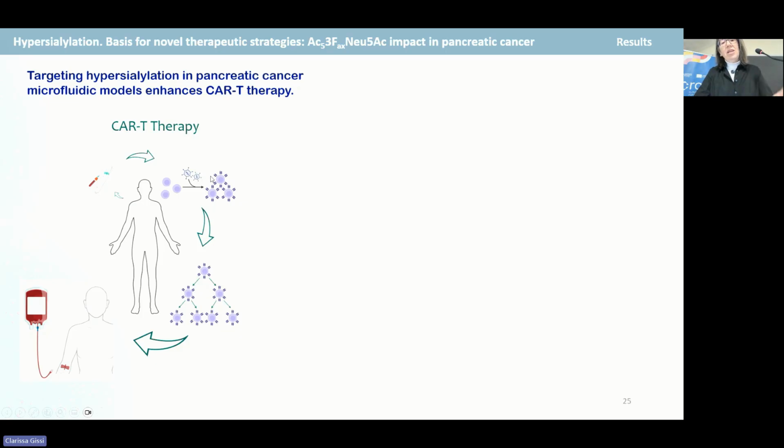They are engineered from these lymphocytes to create a CAR, a chimeric antigen receptor, against a tumor antigen. So these CAR-T cells go against a specific tumor antigen and are reinjected into the patient. They can go selectively to the tumor, and in this way we have a very important immunological response against the tumor.